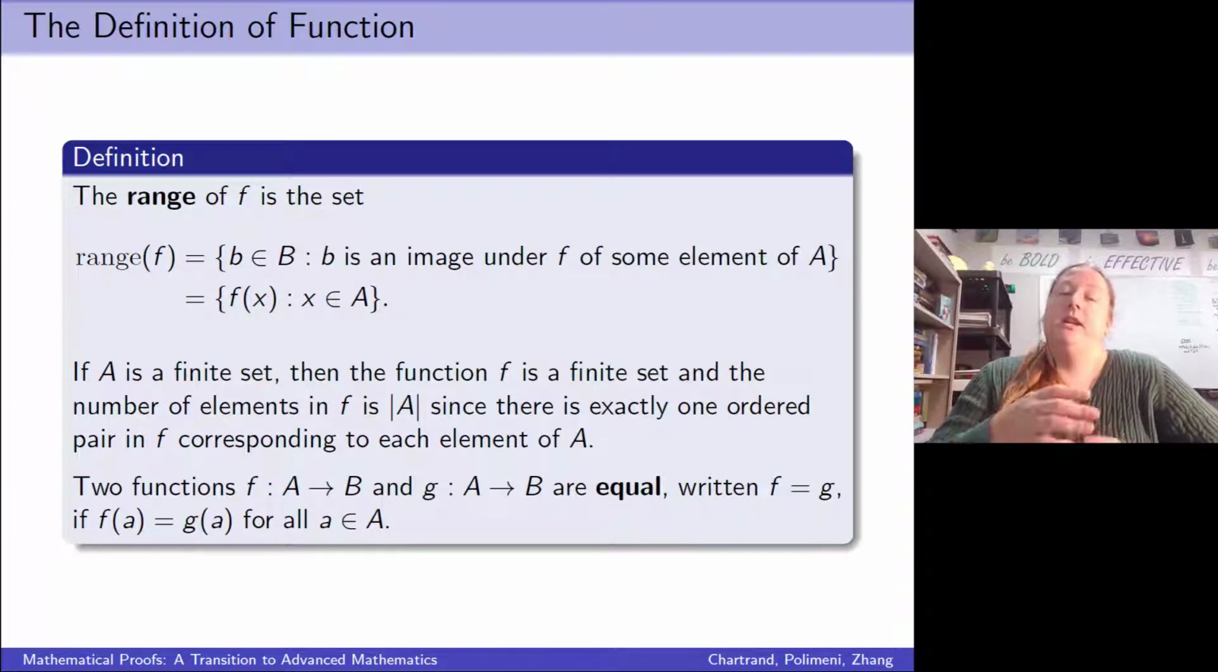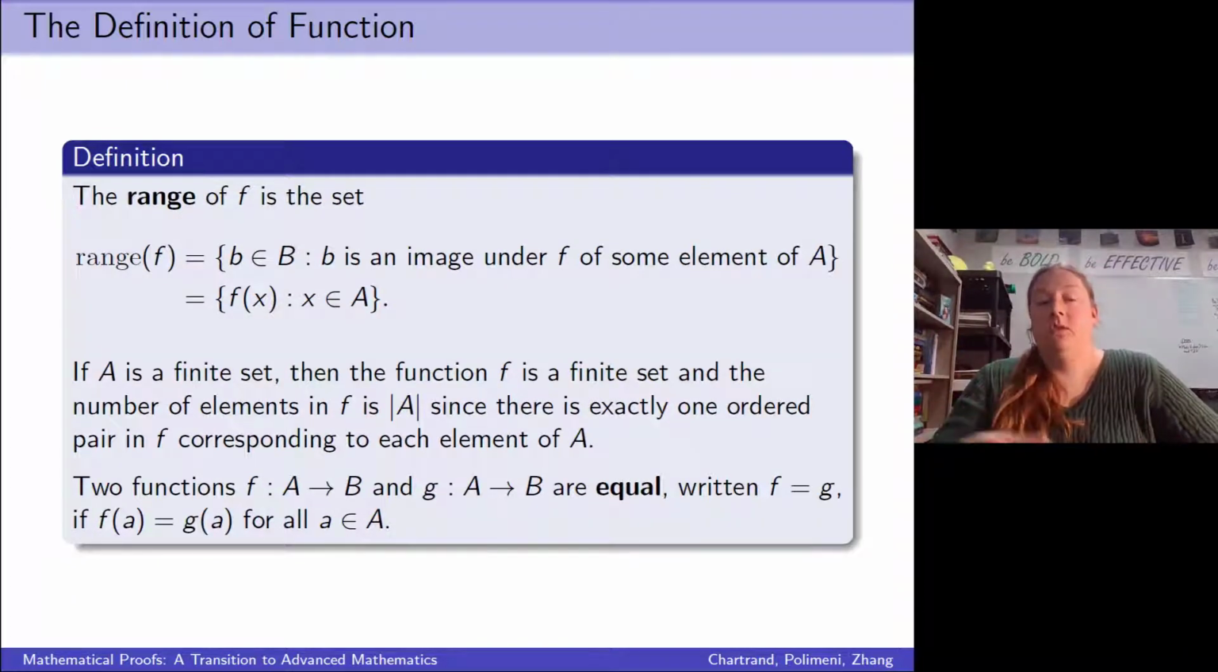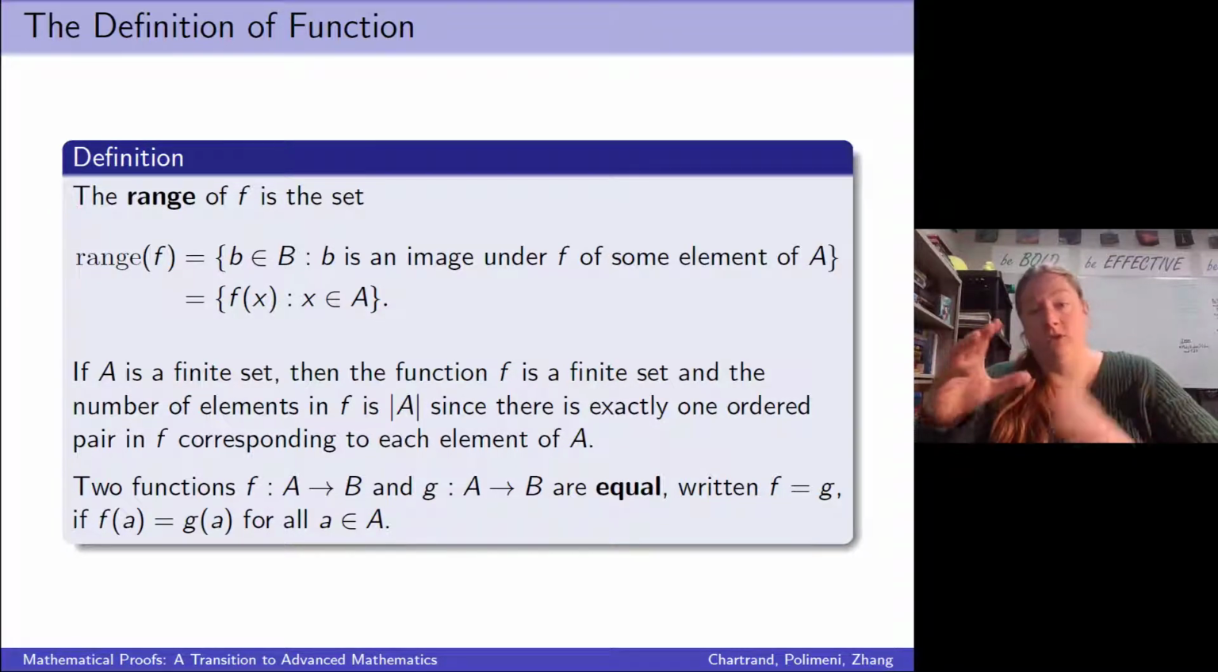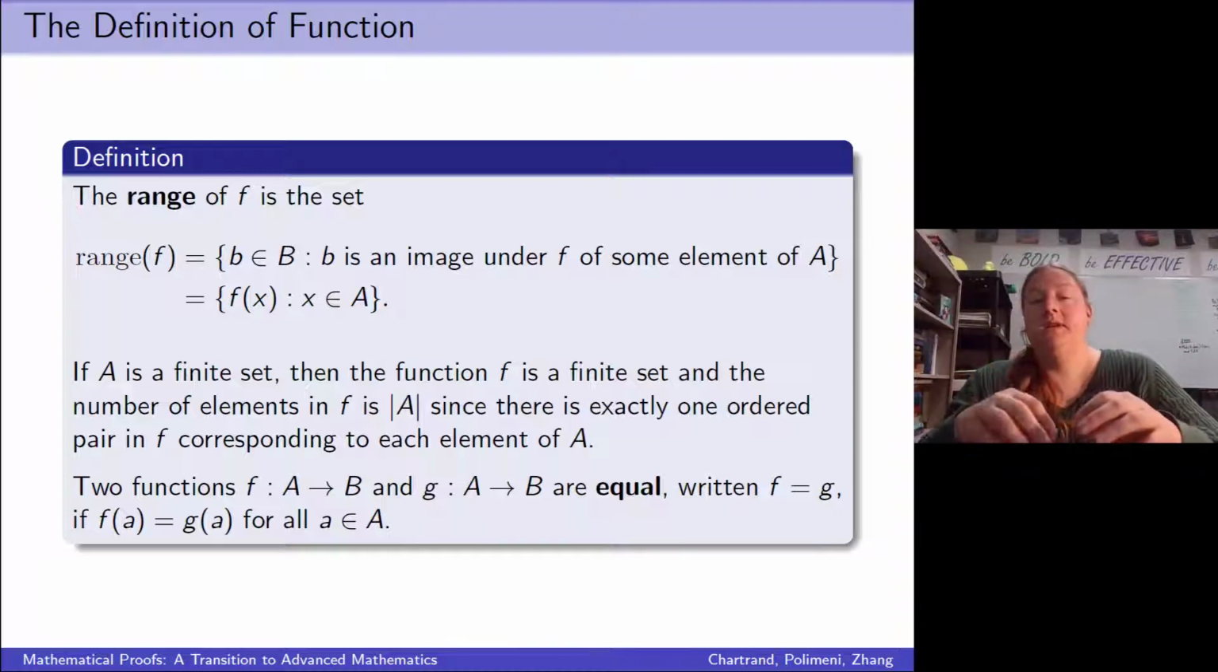Also, the concept of range comes up. In the relation, we had the range as all of the elements that actually showed up as the second element in an ordered pair of our relation. So the range of a function is the same thing. It's the set of all elements in B such that that element is an image under f of some element in A. Or we can just say it's the set of all f of x, given that x is in A.